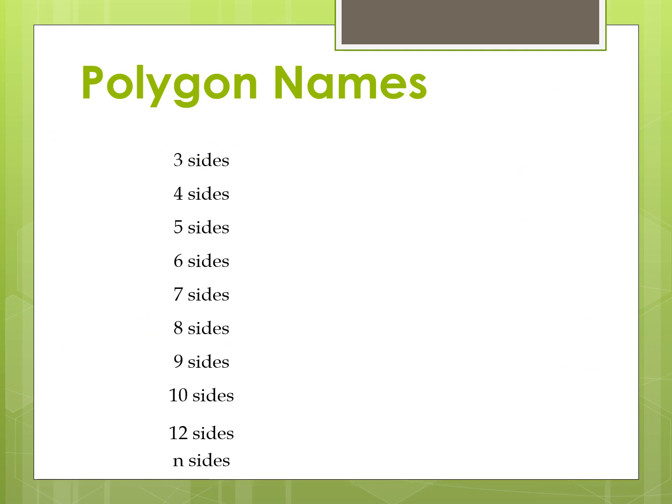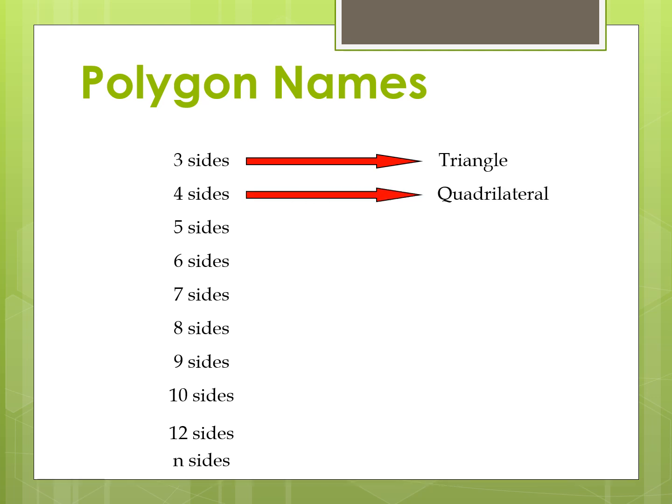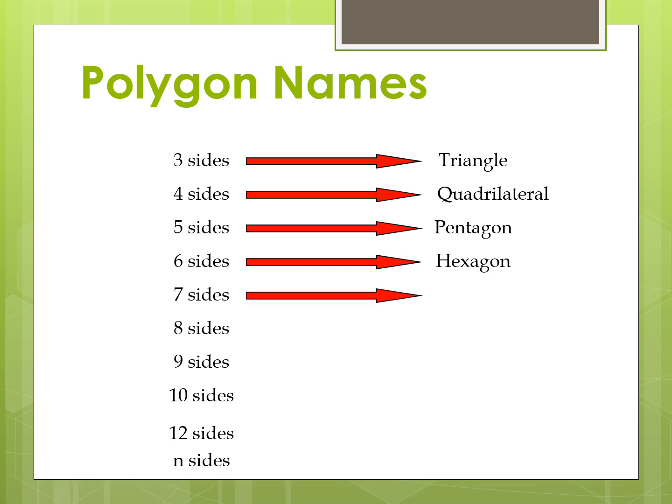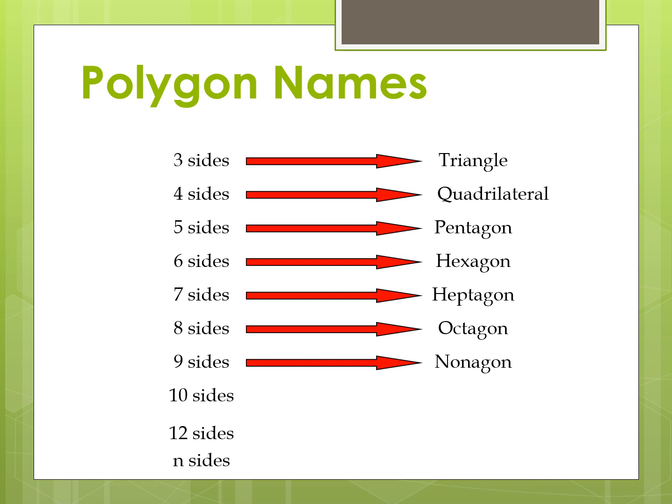Then a certain polygon has a certain name depending on the number of its sides: a three-sided polygon, a four-sided polygon, and so on. A three-sided polygon is named a triangle. A four-sided polygon is a quadrilateral. A five-sided polygon is a pentagon. Six-sided is a hexagon. Seven-sided is a heptagon. Eight-sided is an octagon. Nine-sided is a nonagon. Ten-sided is a decagon. And 12-sided is a dodecagon.